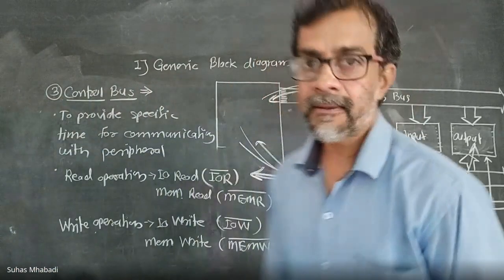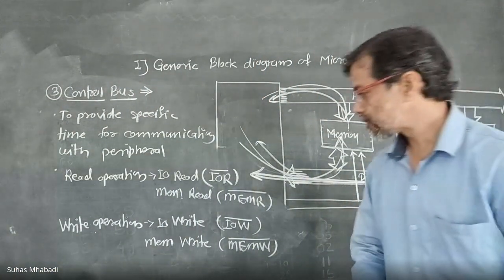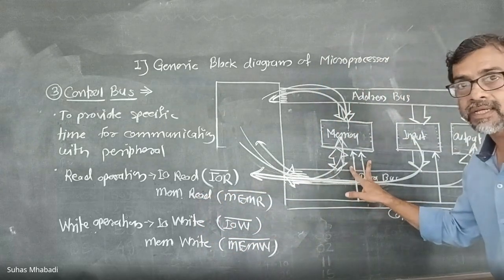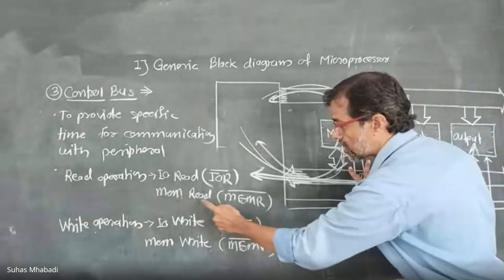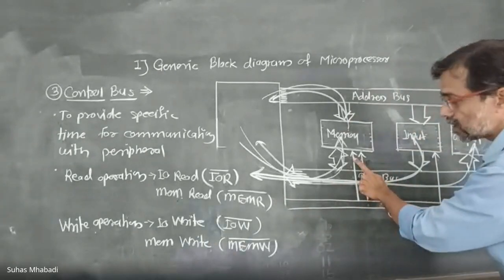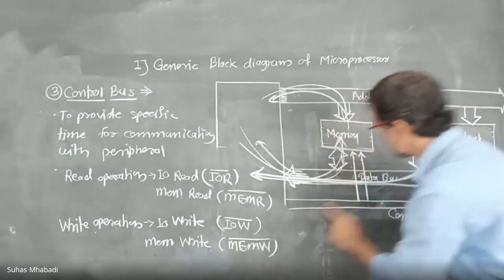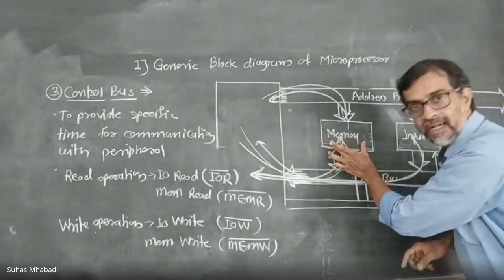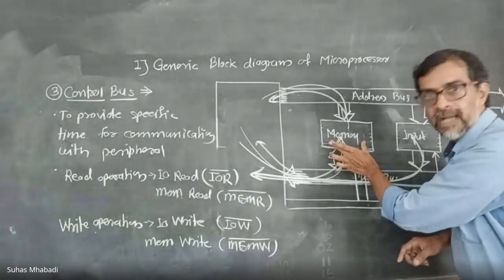So in such a way that now we have four different signals. These two are to be connected to the memory. MEM R bar is the signal. MEM W bar is the signal. Two signals are joined to memory. One for reading operation, one for writing operation.